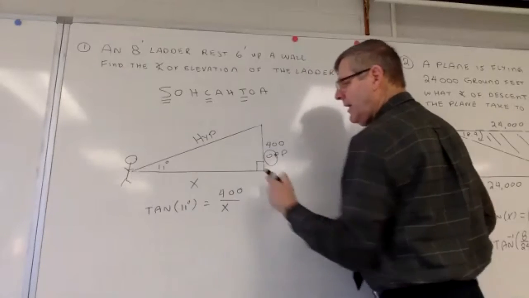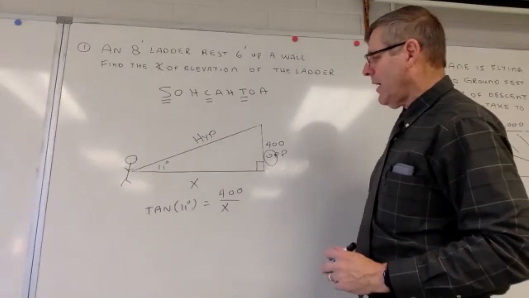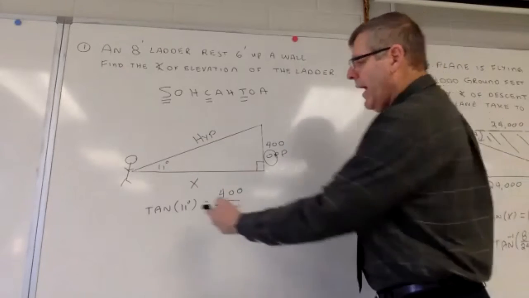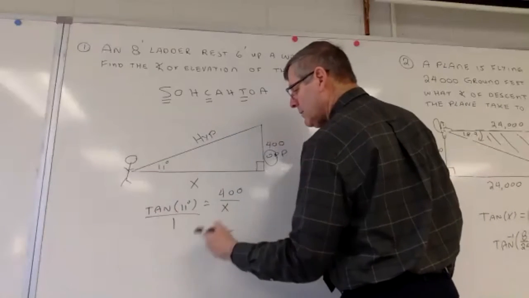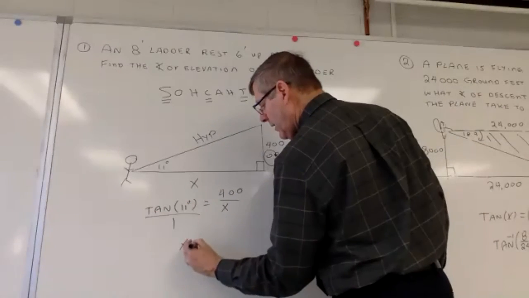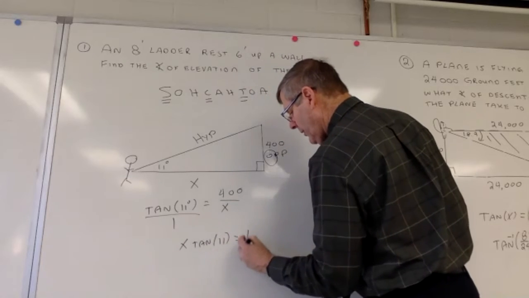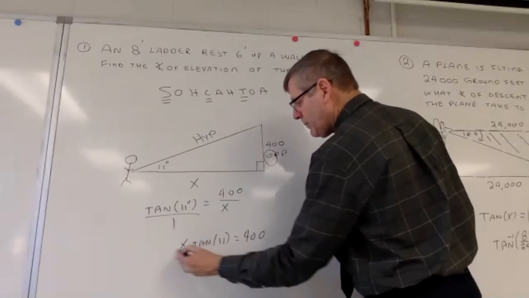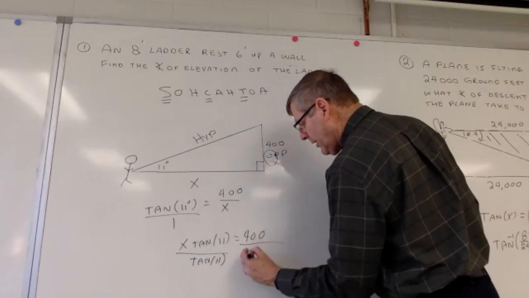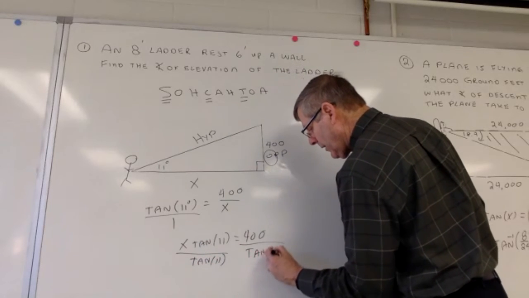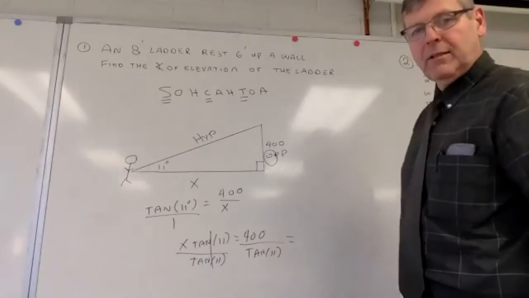Why am I trying to find X? Because Xavier said, how far along the ground did he travel? That's ground distance. How am I going to solve this? I make it a proportion. I cross multiply. X times tan 11 is equal to 1 times 400. Now to get X by itself, I divide by tangent 11, because remember, tangent 11 is just a number in your calculator, right? So X is, what is 400 divided by tangent of 11?